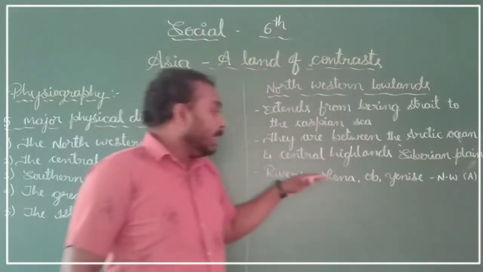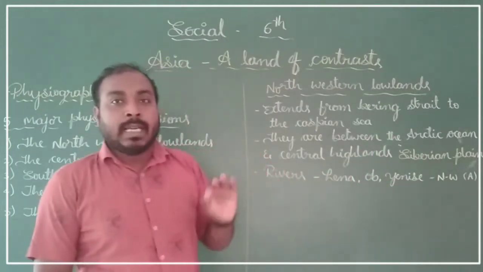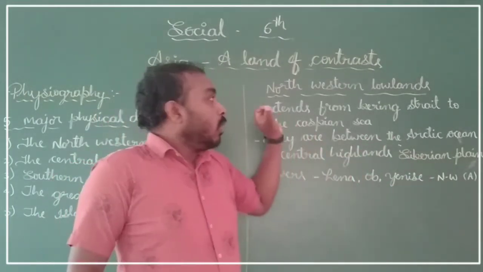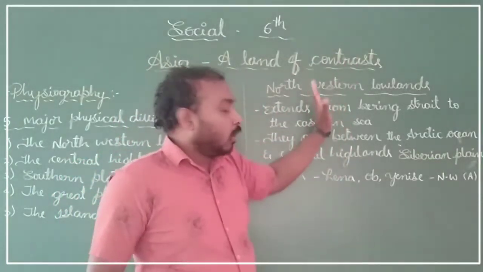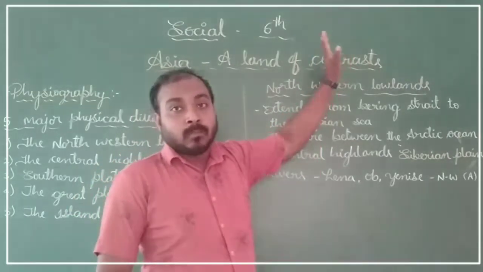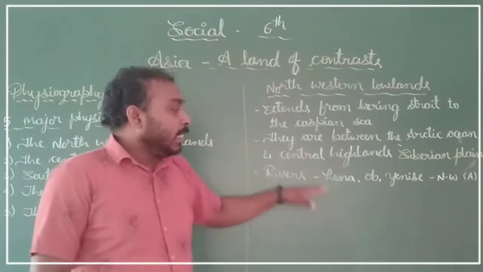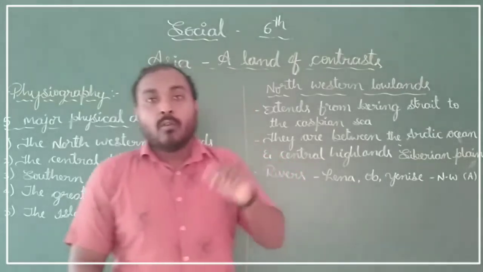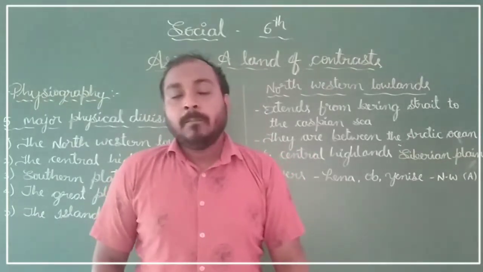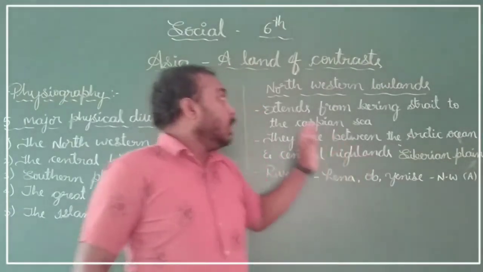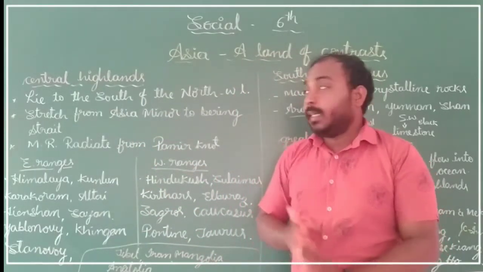The important rivers flowing in the western lowlands are the Lena, Ob and Yenisei. These three important rivers flow northwards, and finally they empty into the Arctic Ocean. Understand? This is all about the northwestern lowlands. Now the second physical division of the Asia continent, the central highlands.